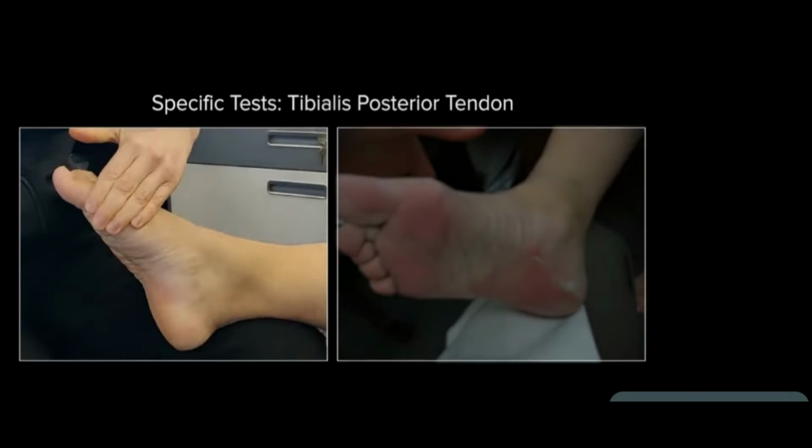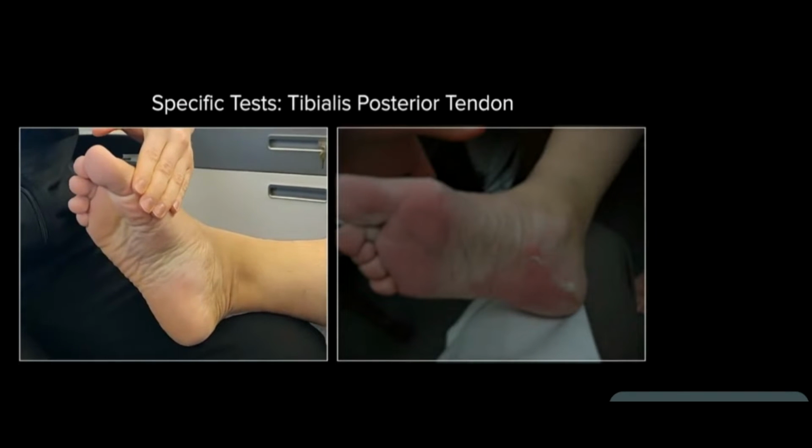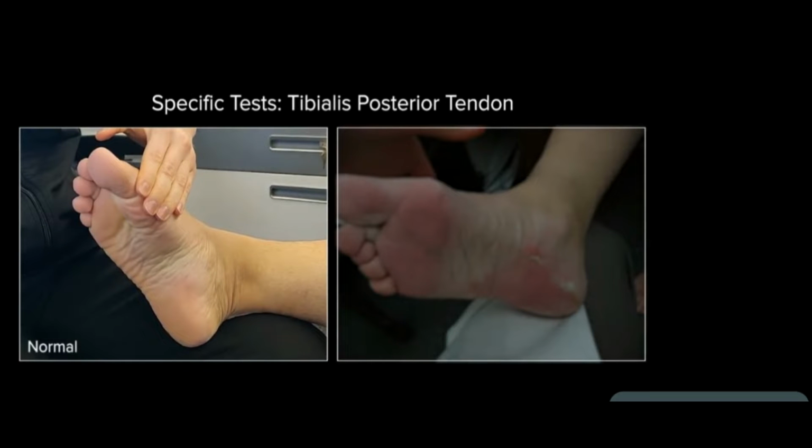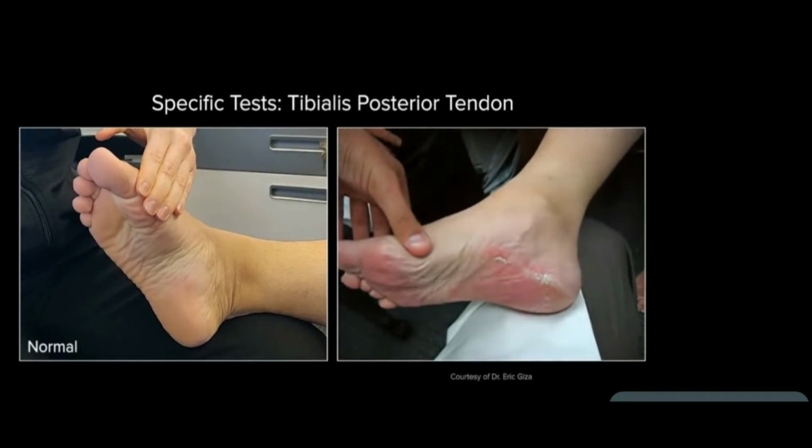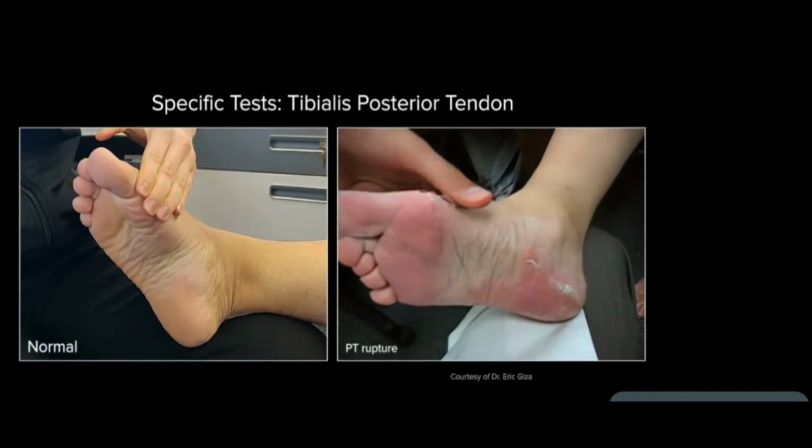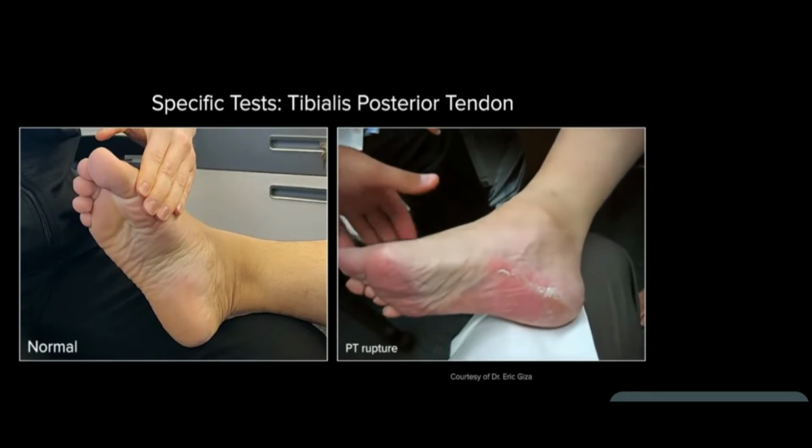The strength of the tibialis posterior can be tested with the patient in a seated position, the foot plantar flexed and everted, by asking the patient to invert the foot.